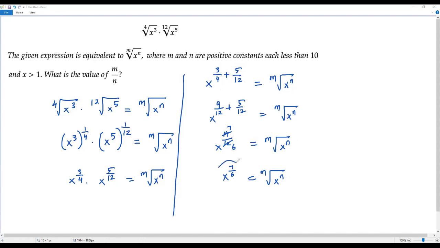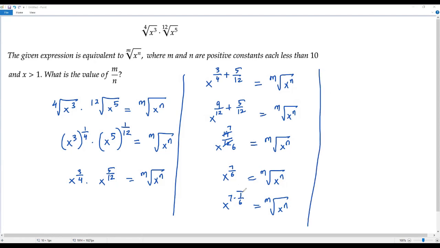Okay, here on the left side, I have to get the radical so that I'll be getting the stuff in this form. Then I can compare and get the values of m and n. How do we get this one in this form? For that, we need a radical over here. Let me write this fraction exponent 7 over 6 as 7 times 1 over 6 equals mth root of x to the power of n.